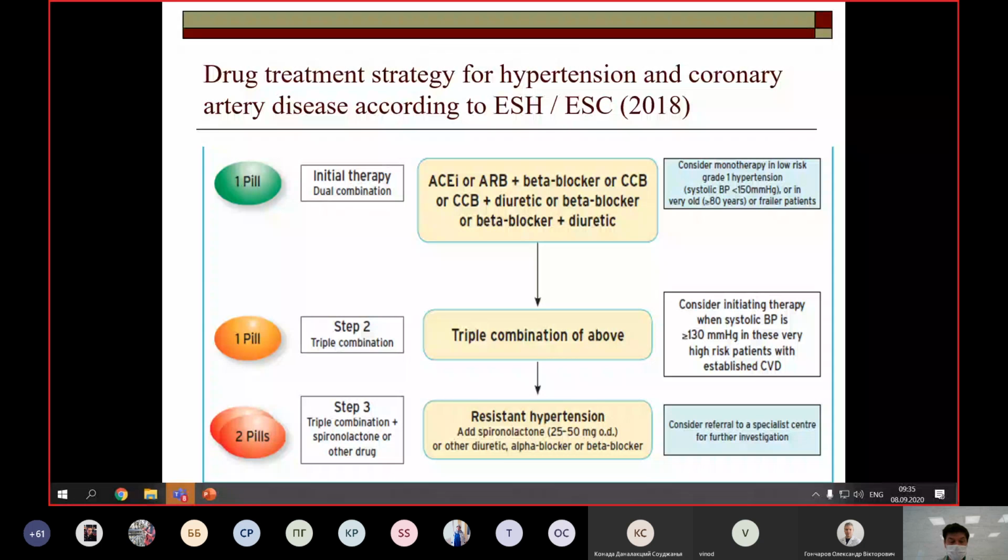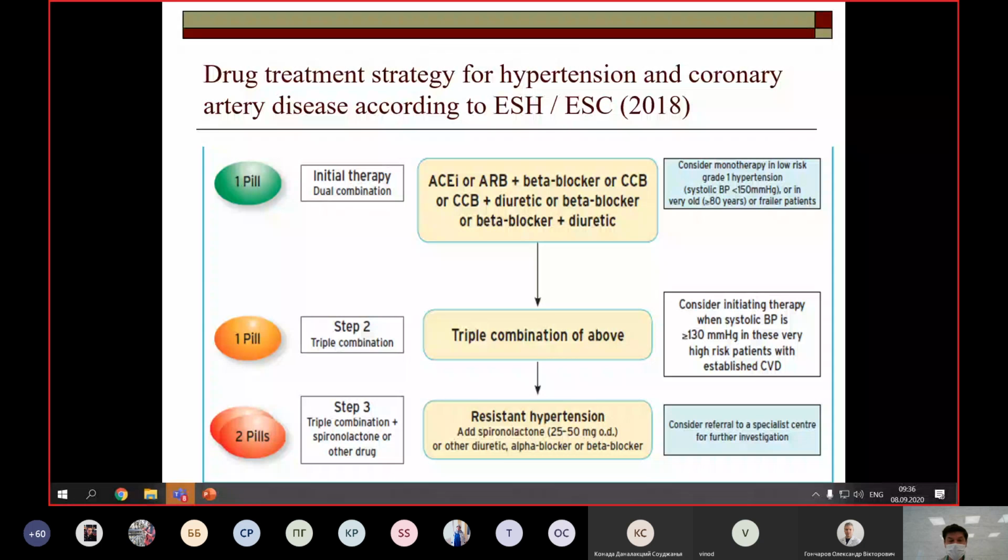Step 2 is based on the prescription of a triple combination of the above drugs, for instance, ACE inhibitors plus beta blockers plus calcium channel blockers, or ARBs plus beta blockers plus calcium channel blockers, or ACE inhibitors plus beta blockers plus diuretics. All these treatment schemes are reasonable, understandable, and decisive, and can be used in routine practice to achieve control of BP elevation in a patient having combined hypertension and CAD.